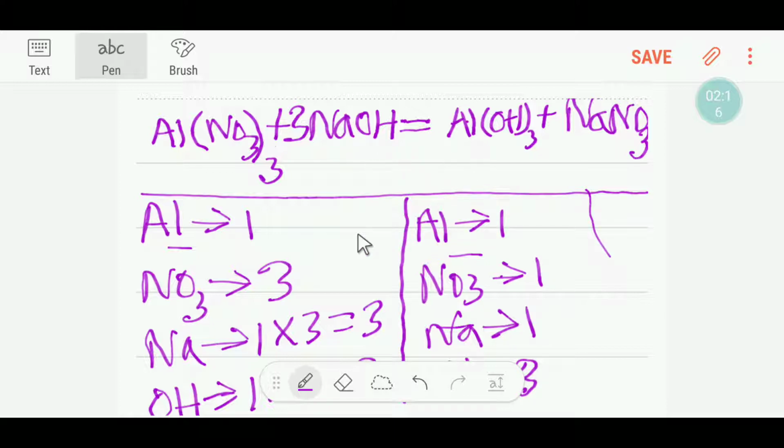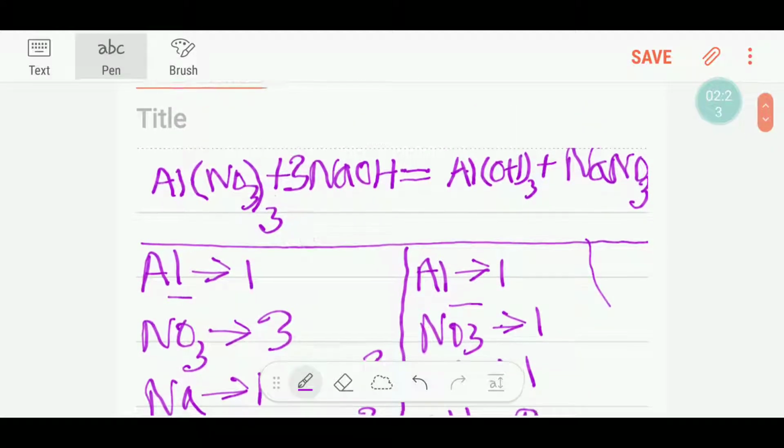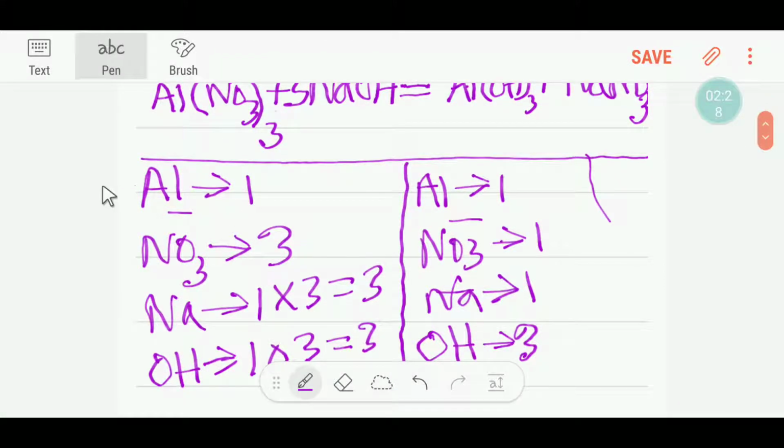So now we'll look at the number of atoms. Okay, so here number of aluminum 1, nitrate 1, sodium 3. On the left hand side we are getting 3 sodium, but in the right side we have just 1 sodium. So to balance the sodium, I can multiply here by 3, right? Then I will do 3.